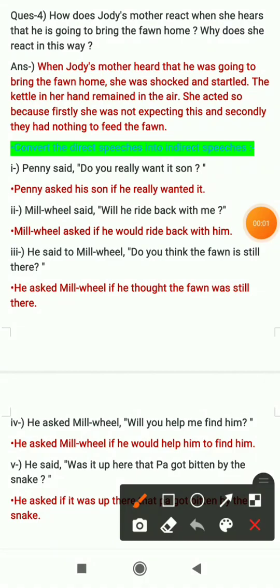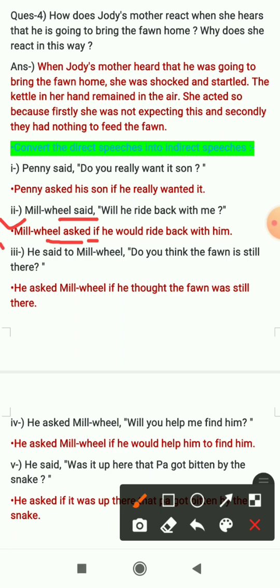So first of all we have to change the reporting verb. In interrogative sentences said changes to asked. So it will become Millville asked. Then we have to use a conjunction to join the reporting verb and reported speech. That's why we have used if here. Millville asked if he would ride back with him. So that's how we have changed this sentence to indirect speech.